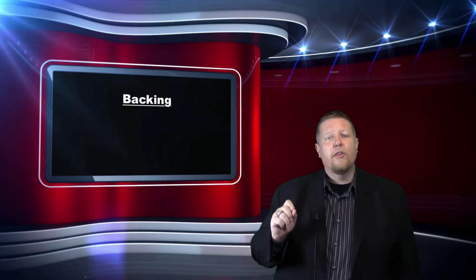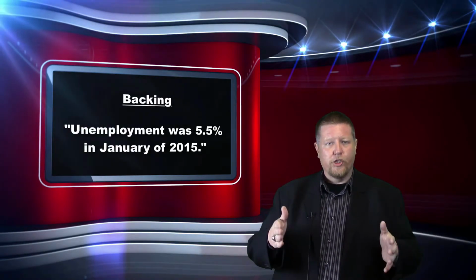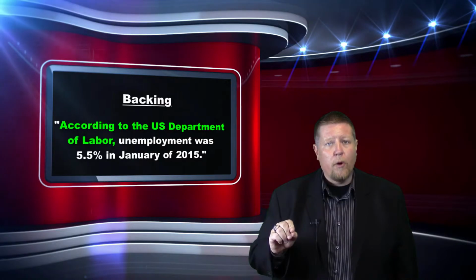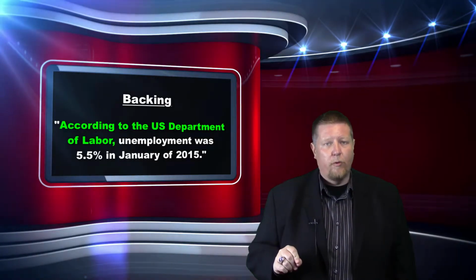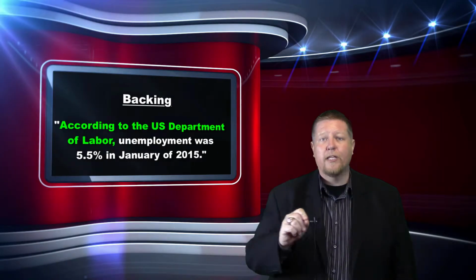They are backing, rebuttal, and qualifier. Now, backing is defined as the authority of the speaker or the evidence. Backing is needed when the facts, evidence, or data by themselves lack authority. For example, it's the difference between "unemployment was 5.5% in January of 2015" versus "according to the U.S. Department of Labor, unemployment was 5.5% in January of 2015." Both present the same fact, but one adds backing and authority.